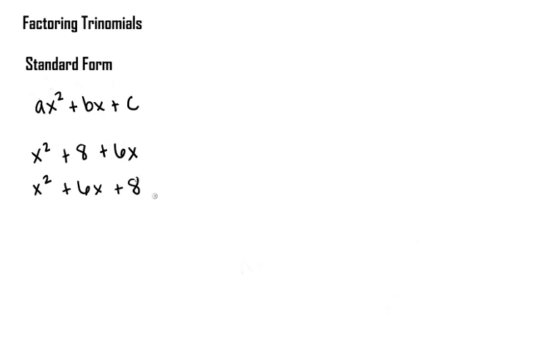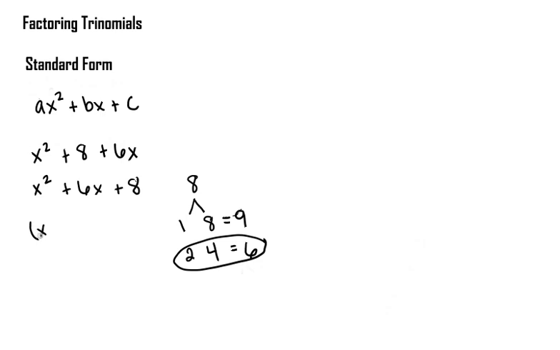Now that it's in standard form, we can ask ourselves what multiplies to be 8 and adds to be 6. So let's list the factors of 8. So 1 and 8 and 2 and 4. I did not list the negative factors because I want it to add to be a positive number. So 1 plus 8 is 9 and 2 plus 4 is 6. So we know that 2 and 4 are our factors, and we write x plus 2 times x plus 4.